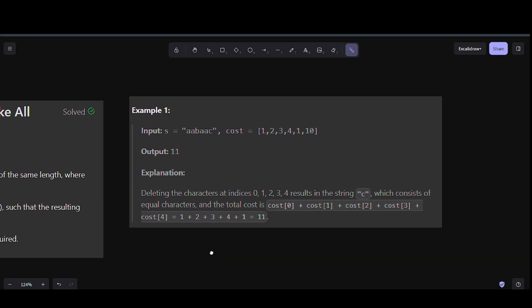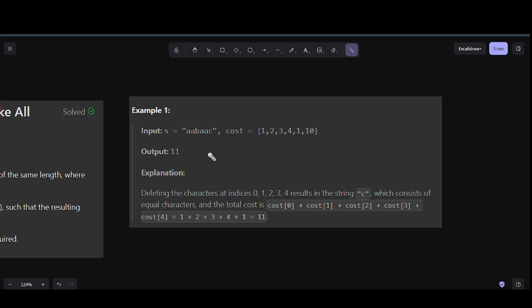So let's jump to our first example. Here we have a string with a couple of characters, and we have the cost, which is an array of integers. Both s and cost have the same length n, and we have to return the minimum cost to make the string contain only one character. We have a, b and c, three types of character. We can put only one type of character in this string: either all a, or all b, or all c.